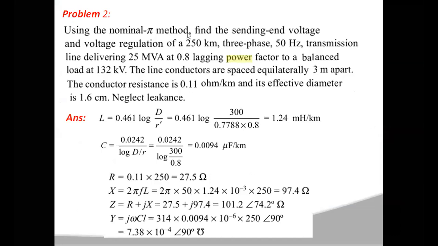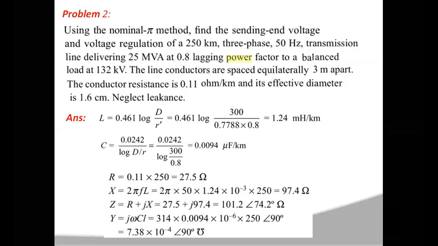Using the nominal pi method, find the sending end voltage and voltage regulation of a 250 kilometer 3-phase 50 hertz transmission line which is delivering 25 MVA at 0.8 lagging power factor to a balanced load at 132 kV. The line conductors are spaced equilaterally 3 meters apart. The conductor resistance is 0.11 ohm per kilometer and its effective diameter is 1.6 centimeter, and neglect the leakage here.